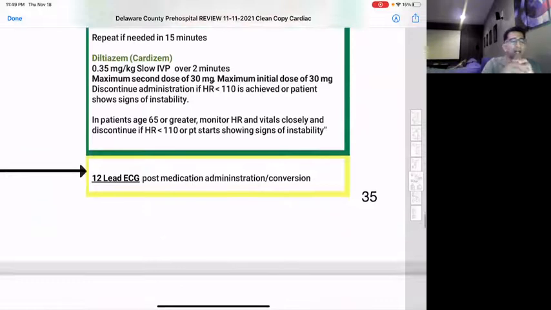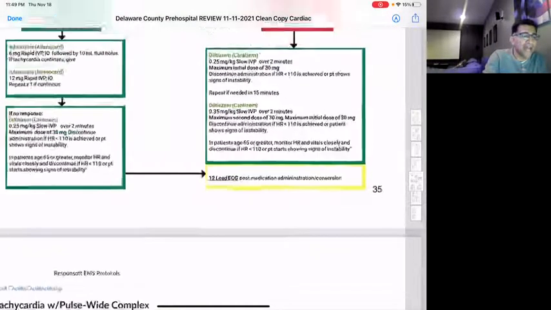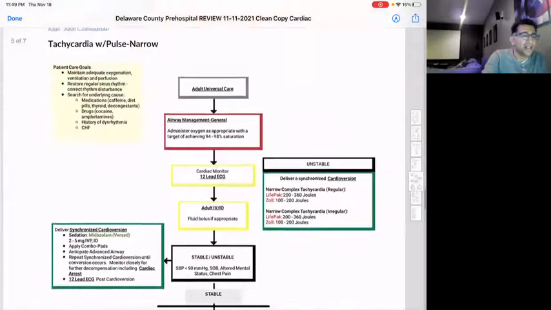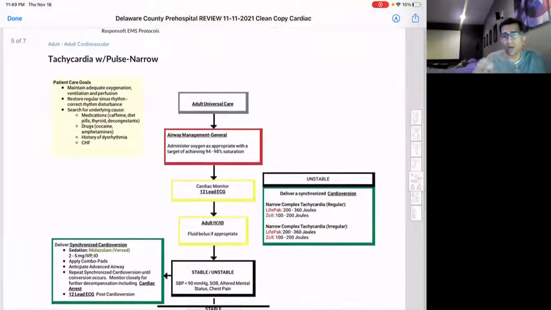And of course, do that 12 lead if there's any type of administration or conversion, so we can continue following the patient status. So that, my friends, is the tachycardia with narrow complex. We're going to progress from here to tachycardia with wide complex.